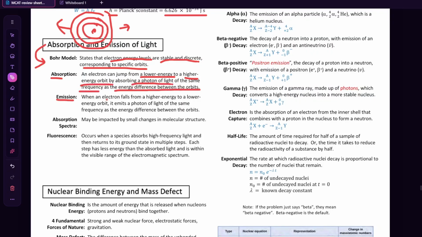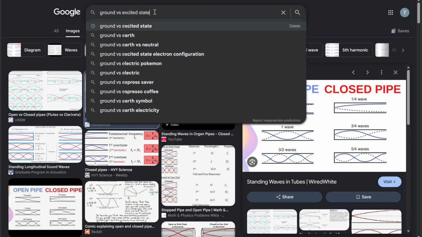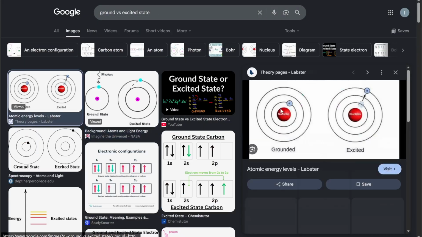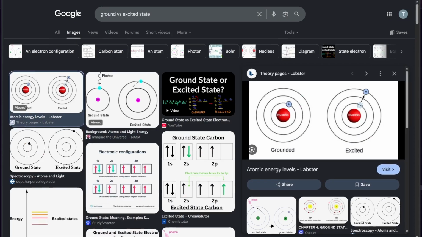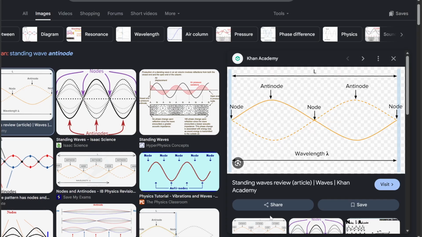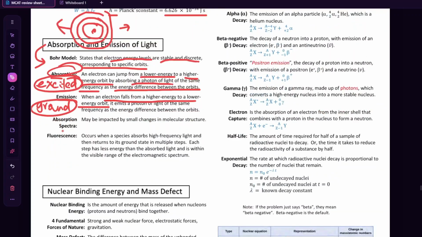And then emission is when the electron falls from a higher to a lower energy. So absorption is essentially turning the state of the electron to the excited state, and then the ground state would be emission. So I can find a picture of ground versus excited state. Yeah, so ground state is being at the lower energy level, and excited state is moving from low to high energy level, and these are all Bohr models. In other words, you see this diagram is called a Bohr model. That's why the Bohr model is introduced there.